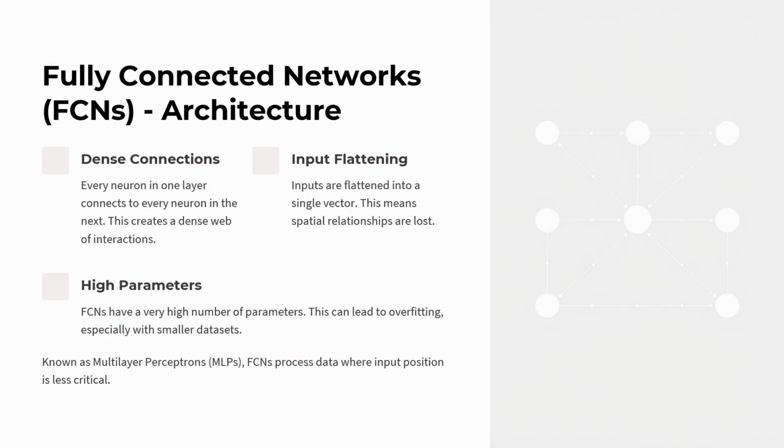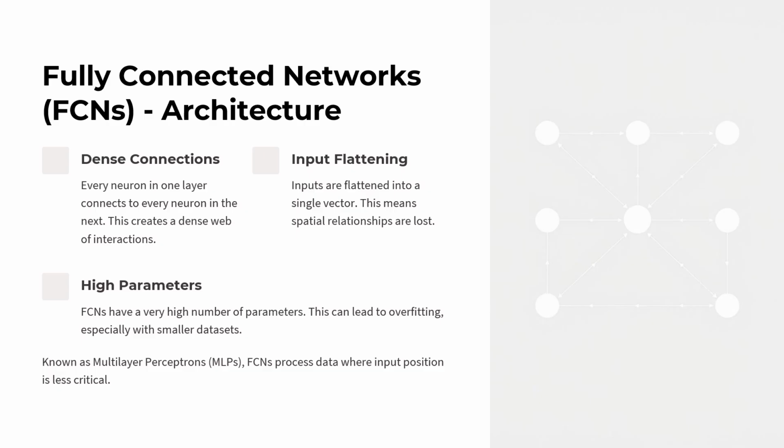First we will see fully connected network architecture. In that, first one, dense connections. In an FCN, every neuron in one layer is connected to every neuron in the next. This forms a dense web of connections which allows the network to learn complex patterns. But it also means there are a lot of weights to learn, which can be computationally expensive.